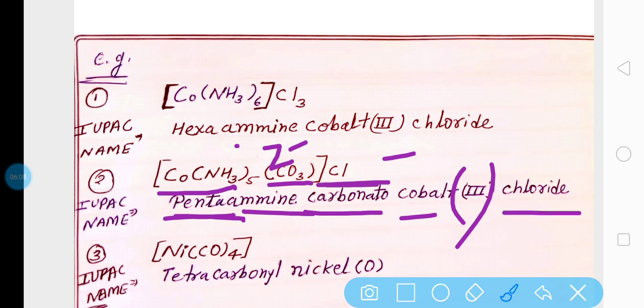See, in this complex there is no charge. So if there is no charge, then also you have to follow the same sequence of rule. So see here 4 carbonyl ligands are there. That's why I have written tetra. Then carbonyl and nickel is there, central metal. That's why nickel. Carbonyl is a neutral ligand. That's why there is no charge. That's why oxidation state of metal will be 0. So 0 is written in bracket.